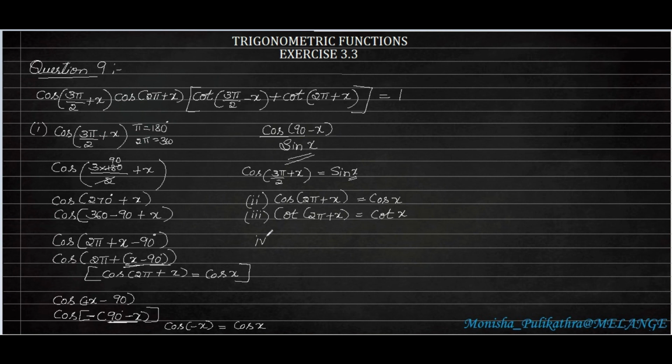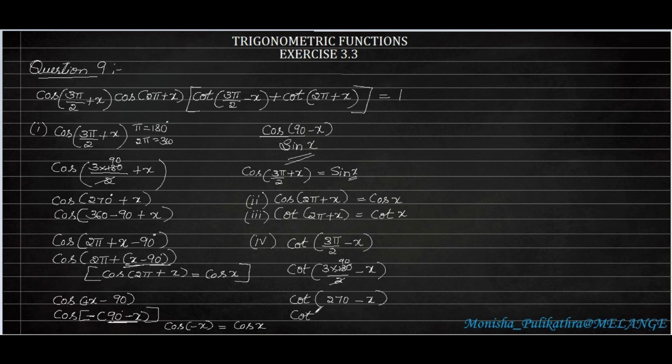Okay. Next, the last segment, this one. So cot 3 pi by 2 minus x. We have to do it in the same way as per the first segment. So cot, here it will become 3 into 180 by 2 minus x. So 2 ones are, 2 nines are. So it will become cot 270 minus x.